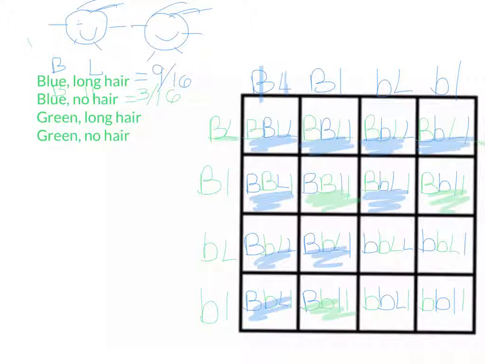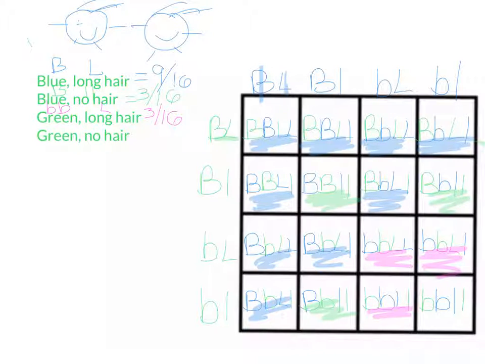All right, now let's look for green and long hair. To be green, I'd have to be little b, and then at least one big L. So 1, 2, 3. So 3 out of 16 would be green with long hair.